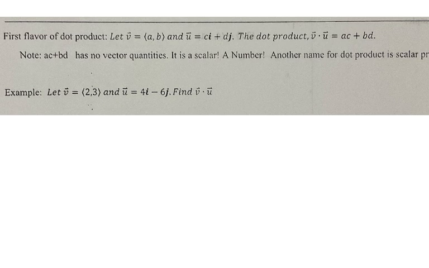This vector is 4, -6 using the i hat, j hat form. You see how easy that is? It's just one form and the other form. There's nothing to it.